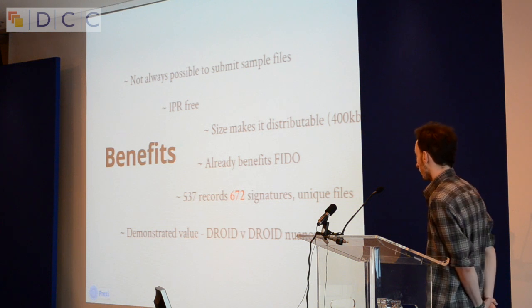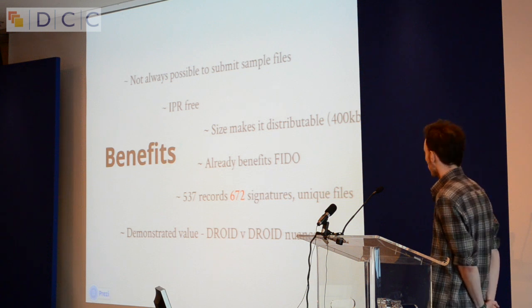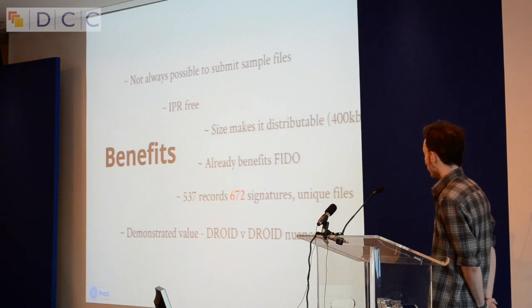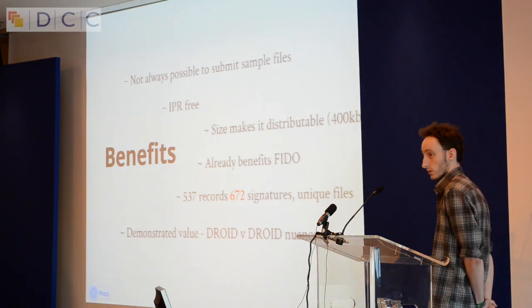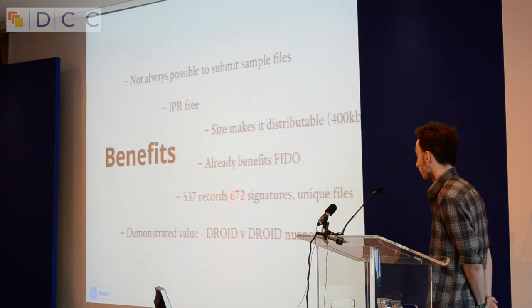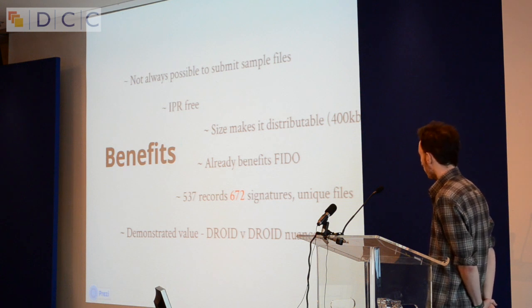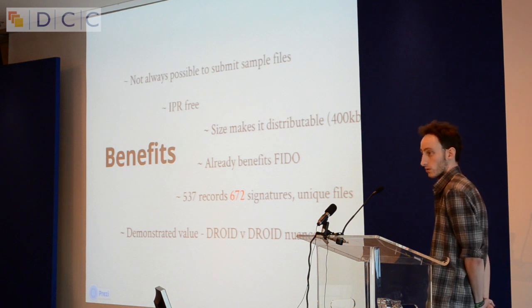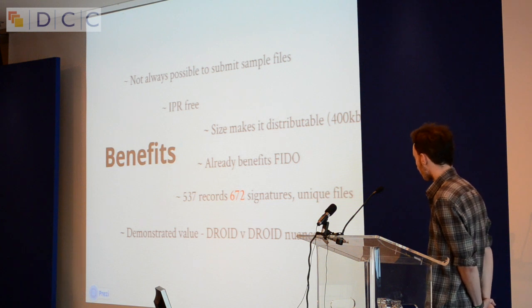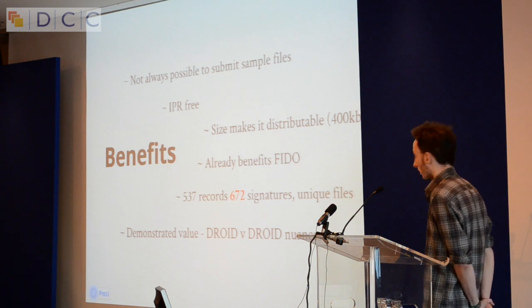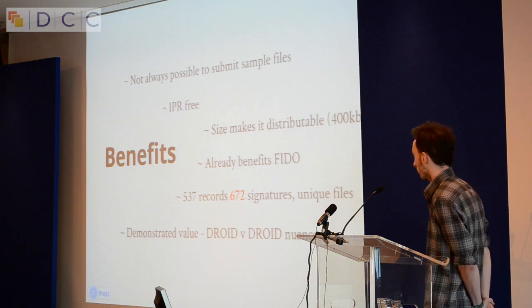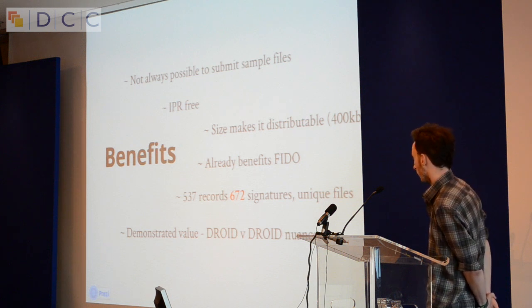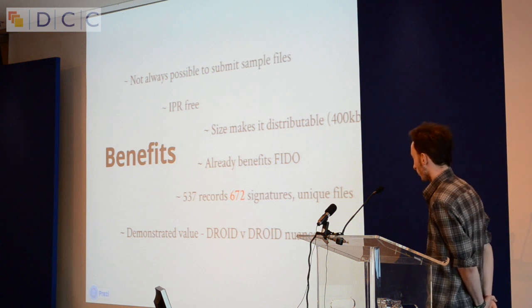The suite is about 3. It's easily distributable, it's like 400K. In stabilizing Program Droid, you actually stabilize FIDO, which uses the signatures from Program Droid, but it might also be something that you might want to approach doing FIDO in the future as well. 672 files created in under a minute, which is something almost impossible with manual files. And we've demonstrated value so far in terms of Droid versus Droid nuances.